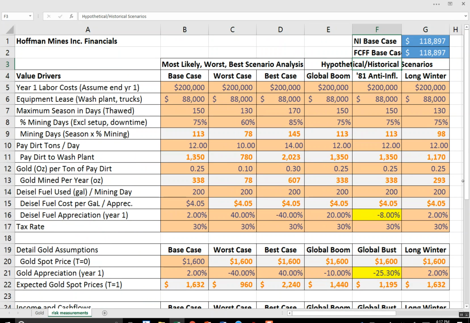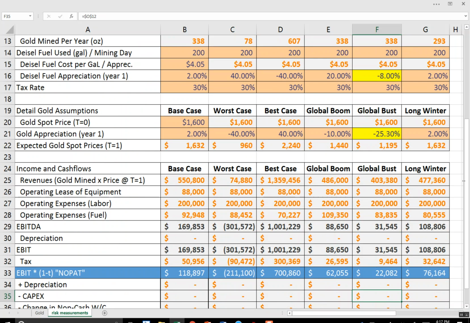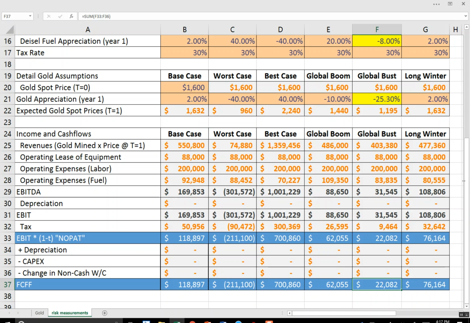Let's look at a historical scenario. A historical scenario says just go look back through time and find particularly bad years or good years. Some bad years: 1981. In 1981, gold prices were down 25% in that Volcker Fed tightening. And that same year, I looked it up, diesel fuel was down 8%. So if those two things happen, we'd be sitting at down $22,000. So very low free cash flow.